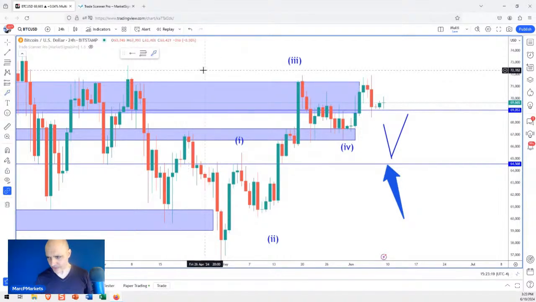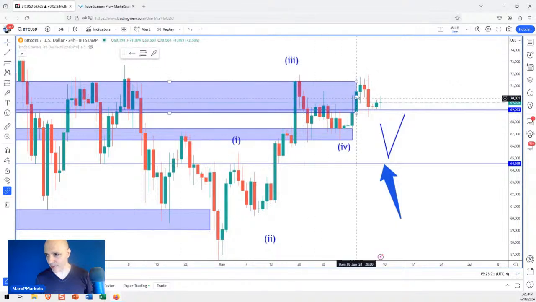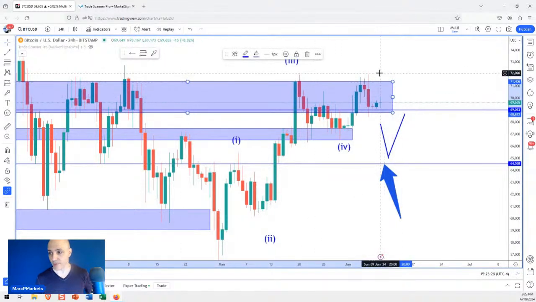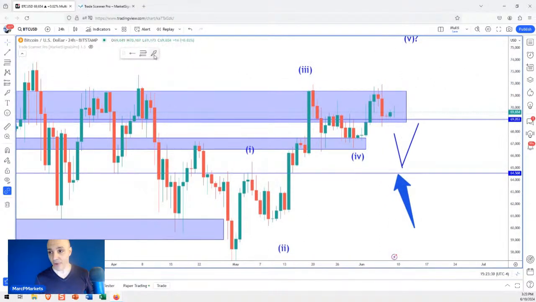All right, so now like I said, we have this 70K resistance. This is an area where we should be anticipating bearish activity unless it breaks out. Now, it never broke out.